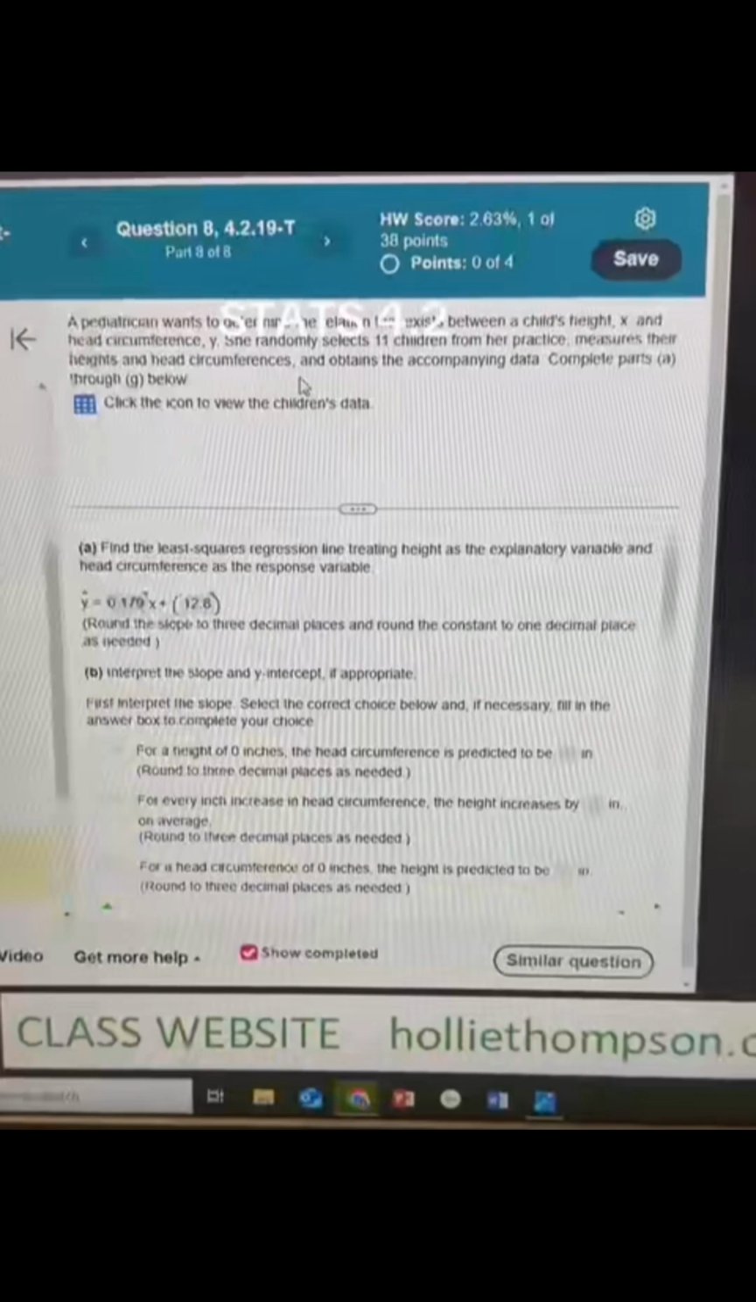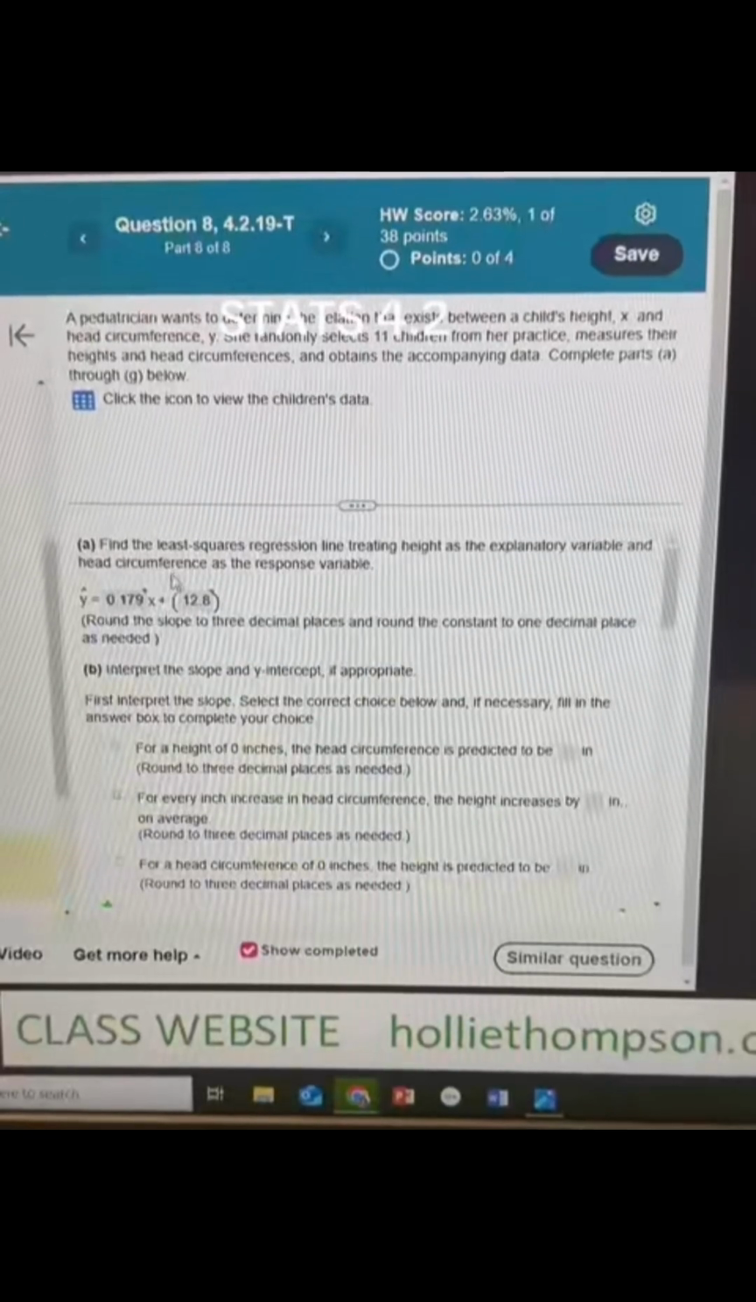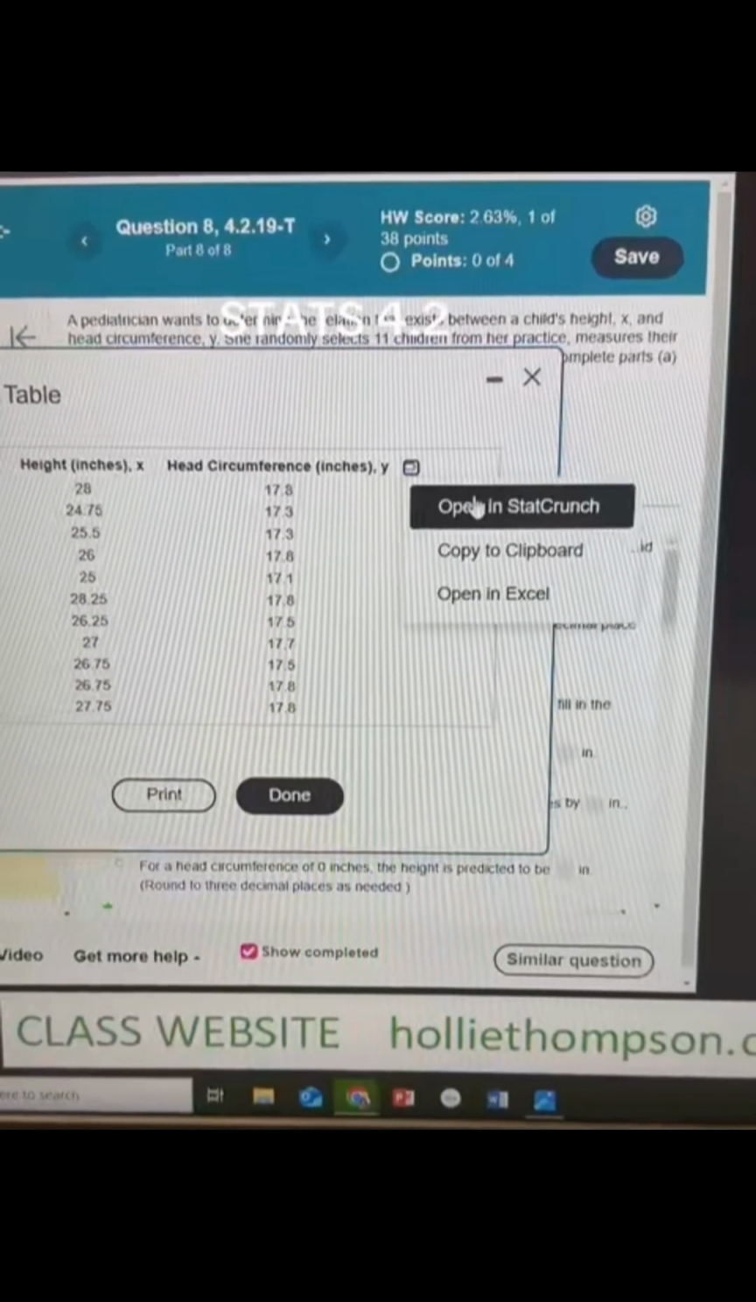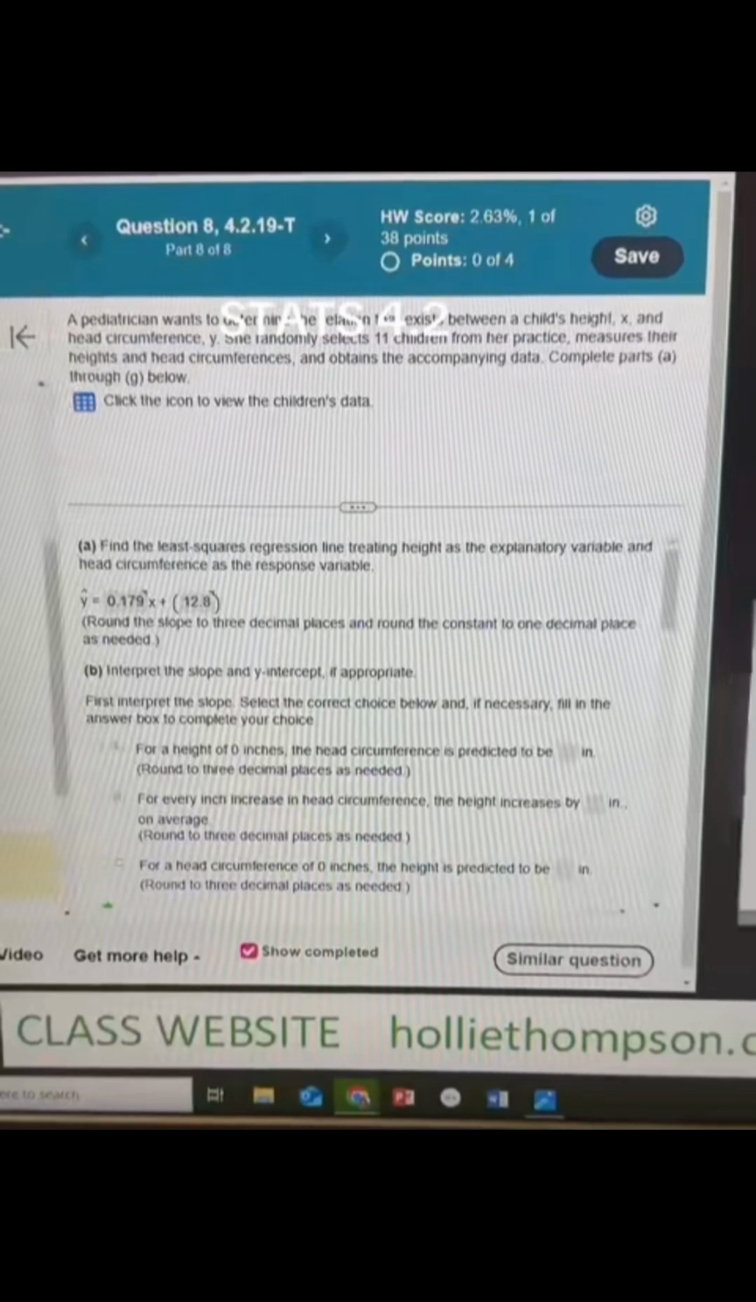Now let's do some stats from 4.2. I'm showing you how to do number 8 from section 4.2. We open up StatCrunch, and it gives you your list.